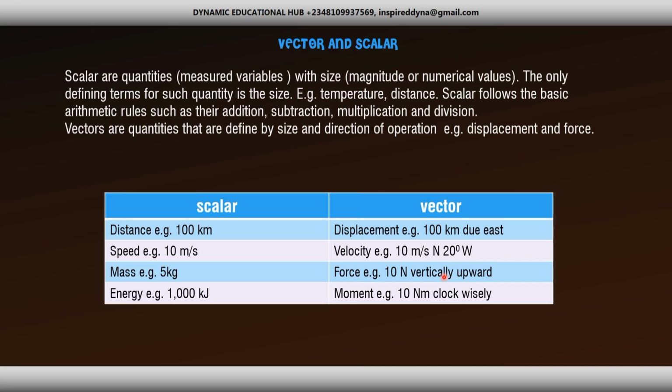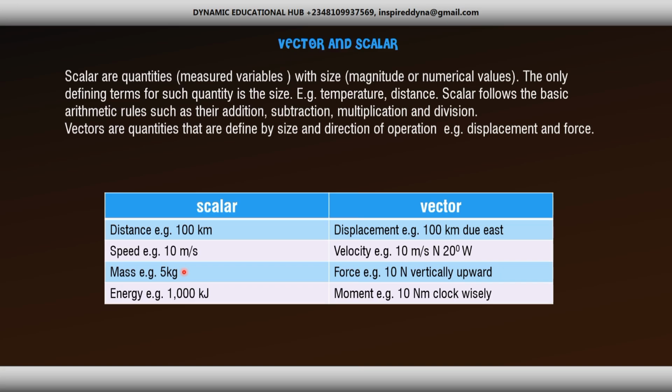Now let's compare and contrast again. Distance: if you look at the unit, it's still the same as the unit of displacement, but they are different. Speed, the unit is still the same as the unit of velocity. So speed, scalar; velocity, vector. Distance, scalar; displacement, vector.